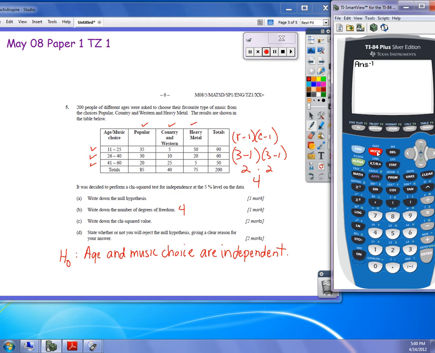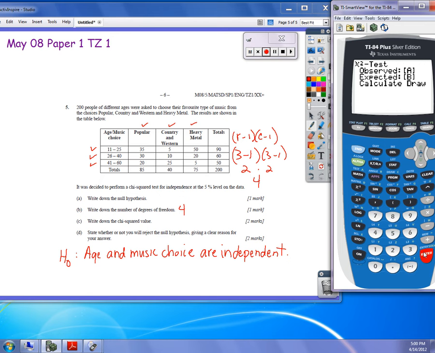So now we go out of matrix mode. Our data is still in there, and go to stat, and we want to go over to tests, and we're looking for the chi-squared test. I'm going to scroll down. If I remember correctly, it's at 0. Nope. There it is. Chi-squared test is at C.